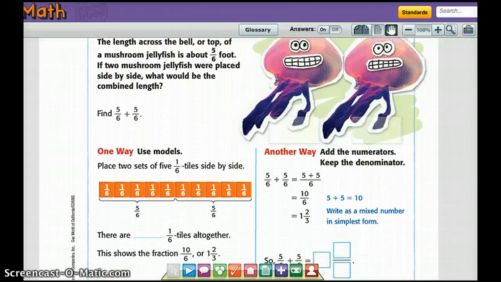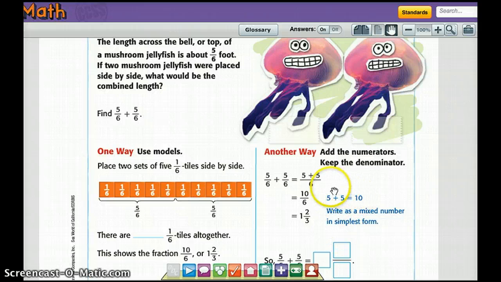So one way you could do that would be to use models like he did in the second half of the video. So you could draw out 6 like they did here. So here's 6, one whole jellyfish's length. And then this is 5 of it. 5 1/6 pieces. Plus another 5 1/6 pieces. Because remember, it's 5/6. And when you get that together, if you counted all of the 1/6 pieces, you would have 10/6, which as a mixed number would be 1 2/3 foot or feet.